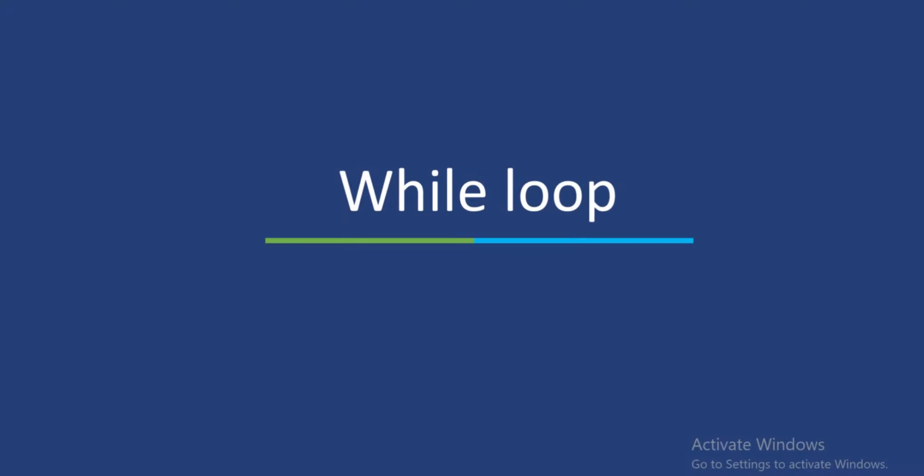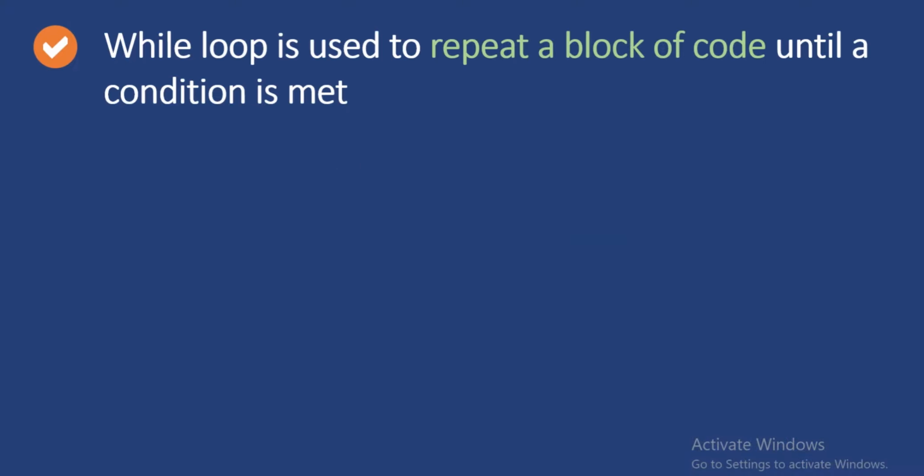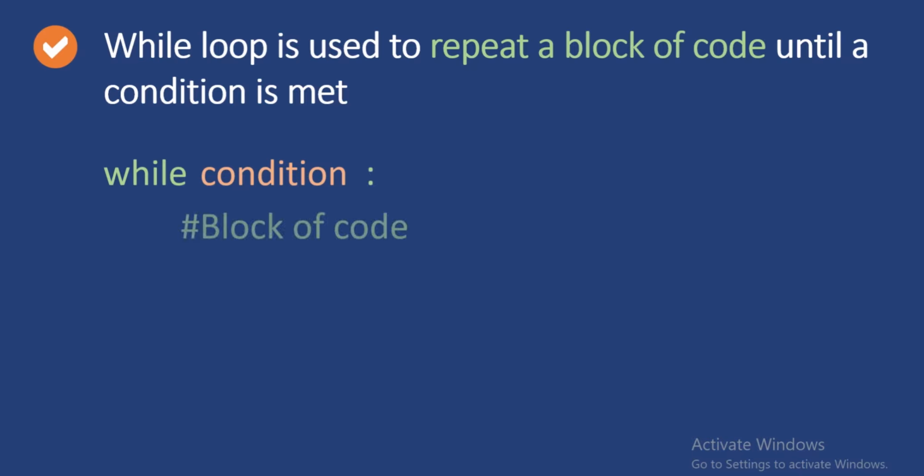While loop. The while loop is used to repeat a block of code until a condition is met. To use a while loop, we bring the keyword while, then the condition. It can be while age greater than 3, or it can be while true or any other condition. Then you bring a colon and then execute your block of code.